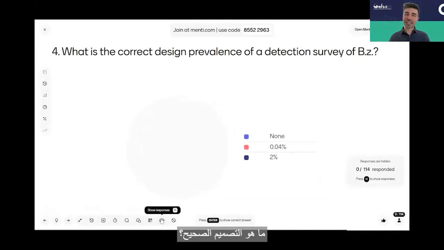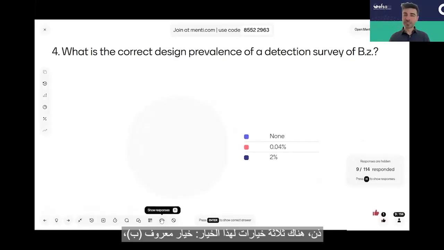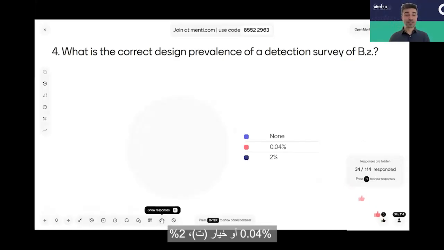What is the correct design prevalence of the detection survey of Bactrocera zonata? So 3 options for this one. Option A, none. Option B, 0.04%. Or option C, 2%.